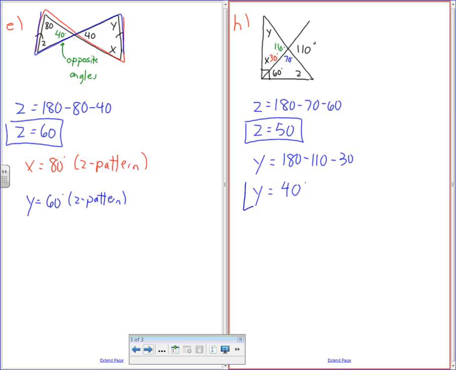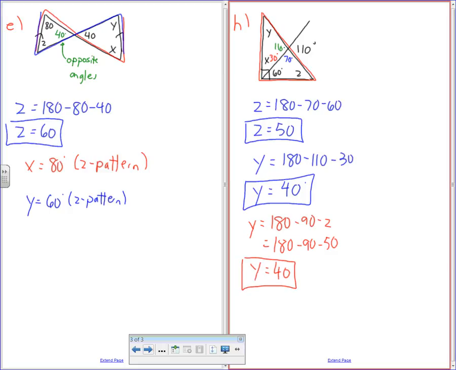Is there another way we could have got y? There is one other way. What's the other way? Well, if you already have z, then you can do 180 minus 90 minus z. Good. And again, that's the other thing. You could have used this giant triangle if you really wanted to be crazy too. So you could have said y equals 180 minus 90 minus z, which is 180 minus 90 minus 50, which is still 40. That's the nice thing about math. There's always 5 different ways. And I love that big triangle question. Hint, hint, for the future.